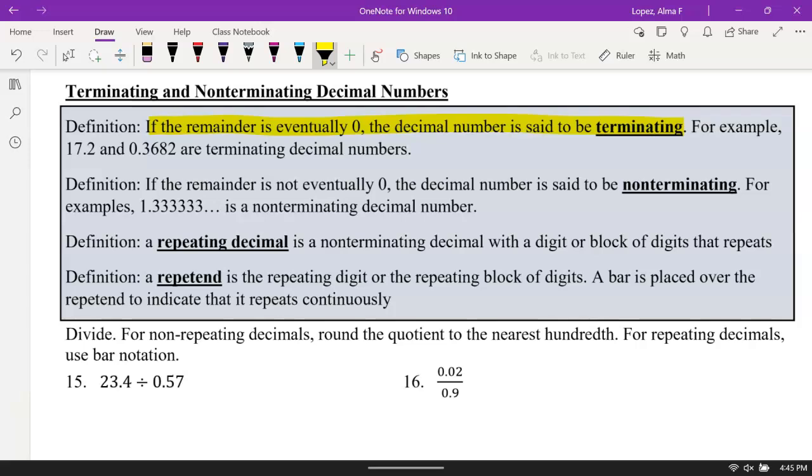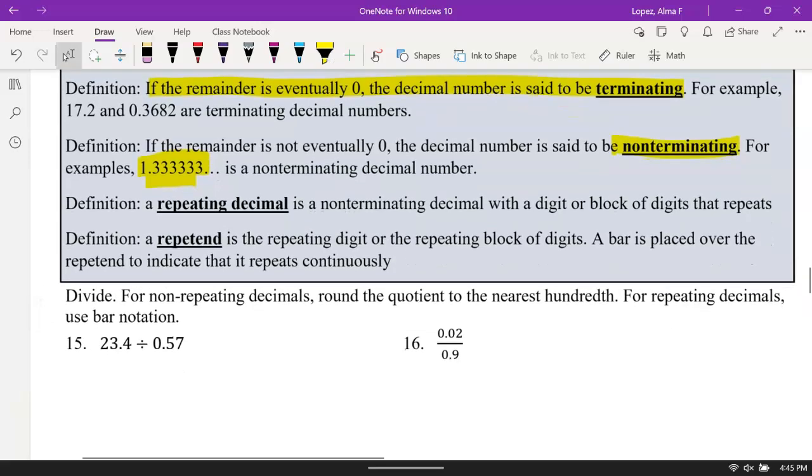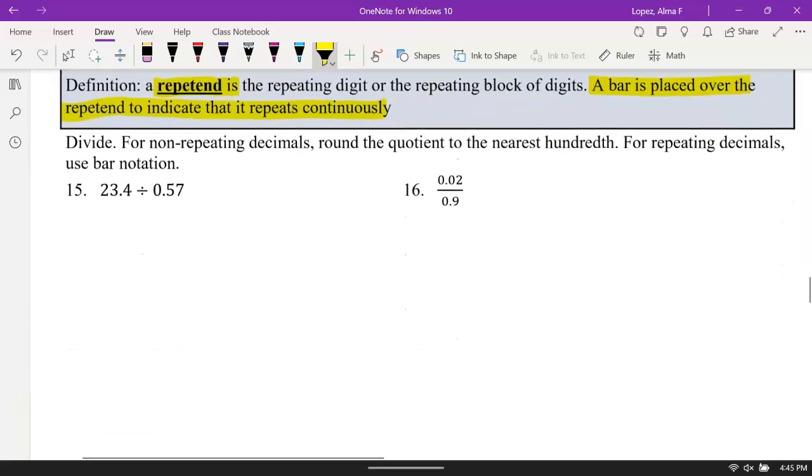That's a terminating decimal. When you have something like 1/3, or in this case 4/3, where it continues and doesn't ever stop, that's called a non-terminating decimal. If you have a number that repeats digits over and over again, it's called a repeating decimal. A repetend is the repeating digit, the part that repeats. And a bar is placed over the repetend, or repeatend. I don't know how to say that word.